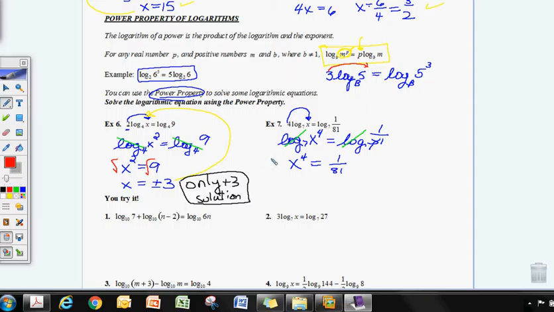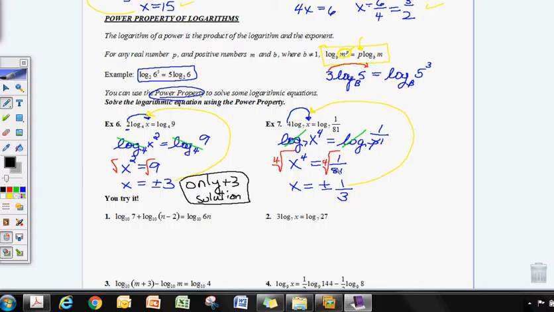Need to get rid of that 4th power, so I need to use a 4th root. 4th root everything, but you guys need to remember, and here's another place where people make mistakes. When it's an even, the plus and minus appear. When it's odd, it doesn't matter. 4th root of 1 is 1, 4th root of 81 is 3. So I ended up with positive 1/3 and negative 1/3. But again, remember, gotta do a check.